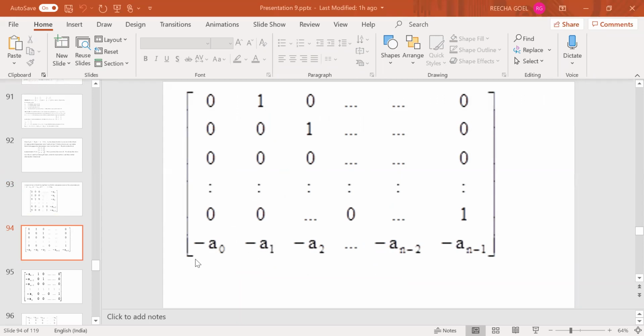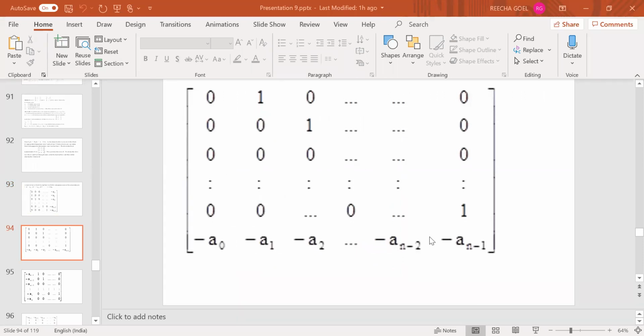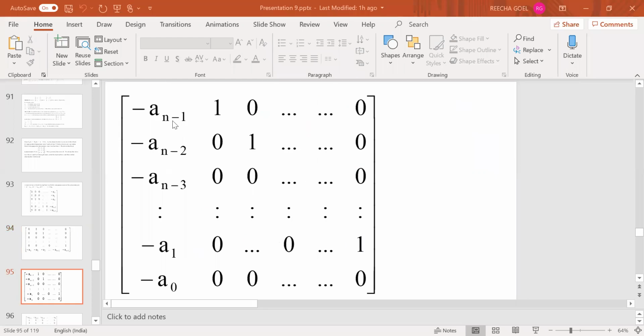Whereas if I start by considering the last row, then I start writing ones in the super diagonal position. So this is another form of the companion matrix of the same polynomial. Or I can start by considering the first column. Now in this case, I have reversed the order.